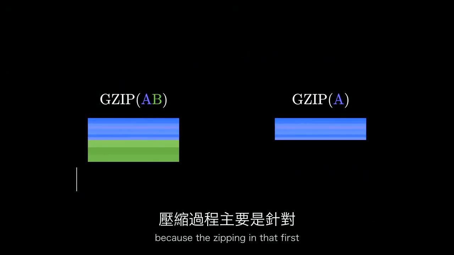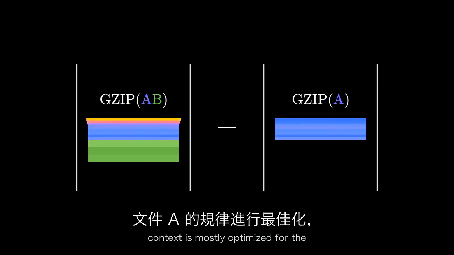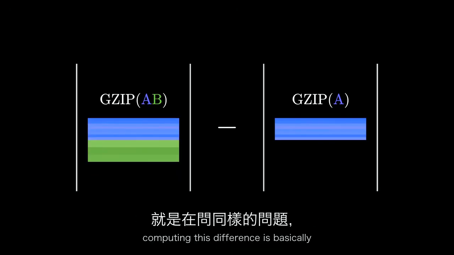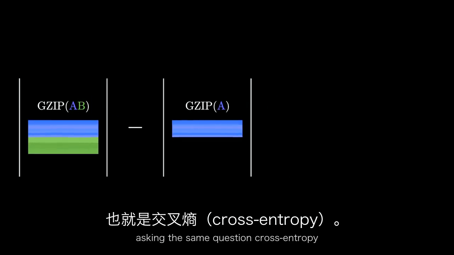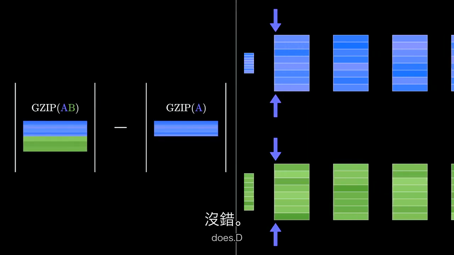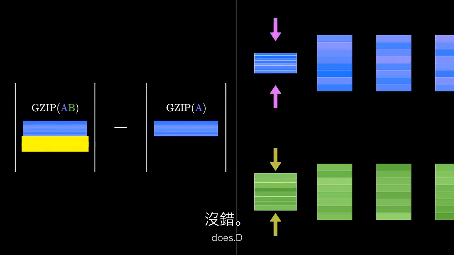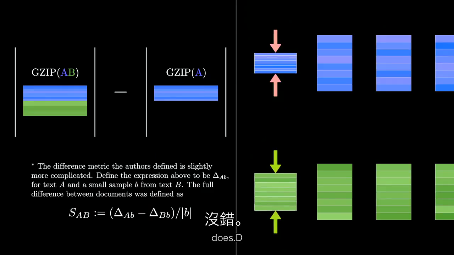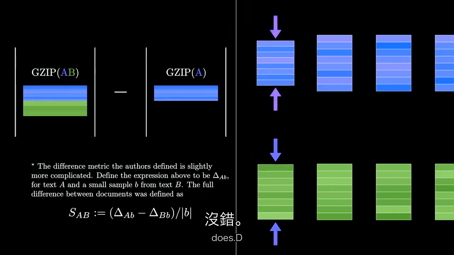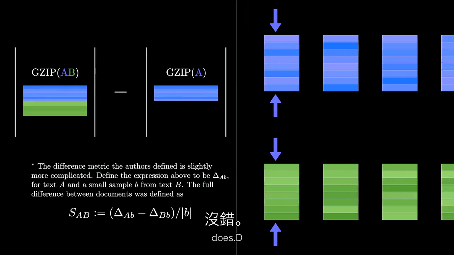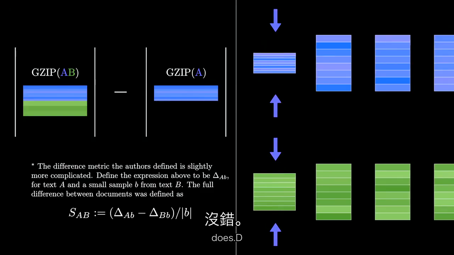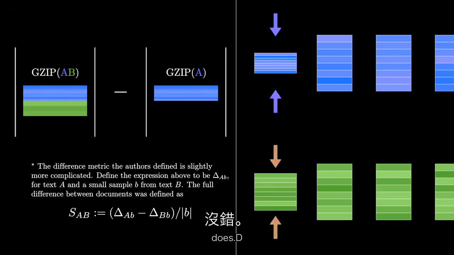Again, because the zipping in that first context is mostly optimized for the patterns of document A, computing this difference is basically asking the same question cross-entropy does. How well does a compression scheme optimized for one context perform when faced with another context? I am glossing over a couple details, where the specific distance metric that the authors defined was a little more complicated than this, but the core of it really is this difference that I've been showing.